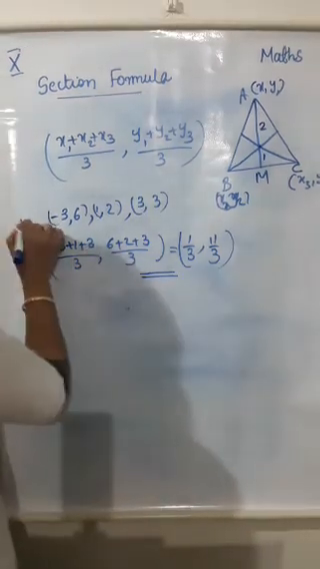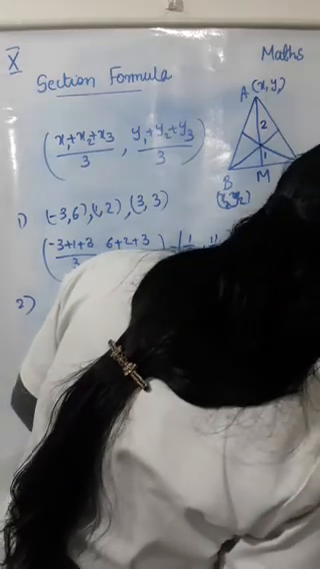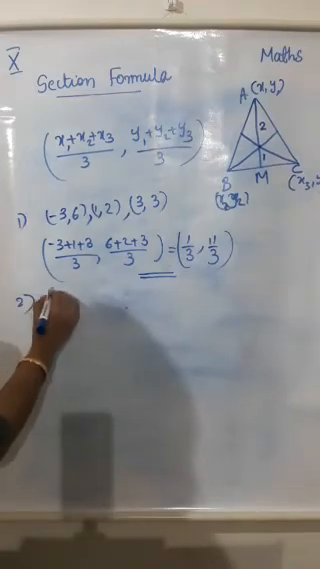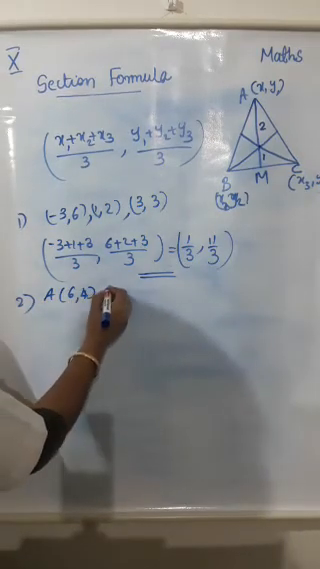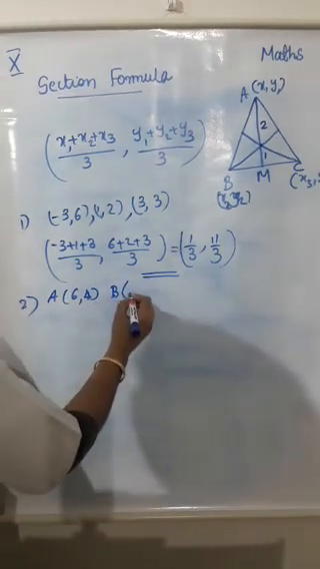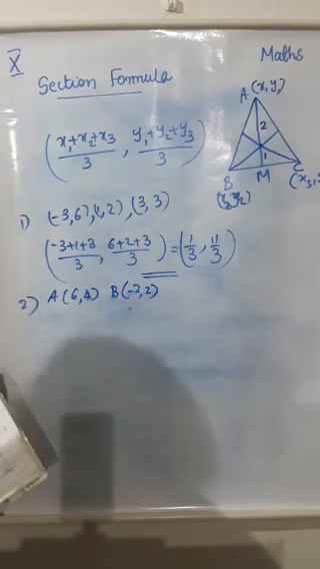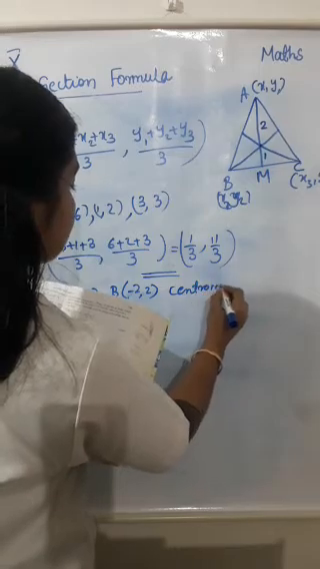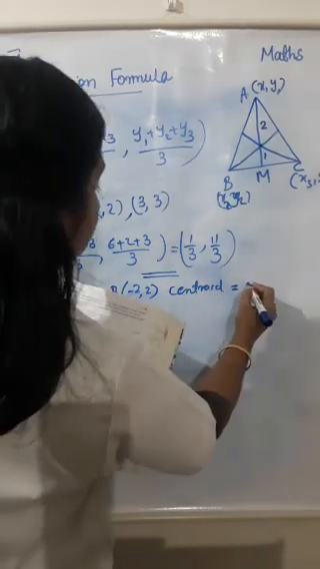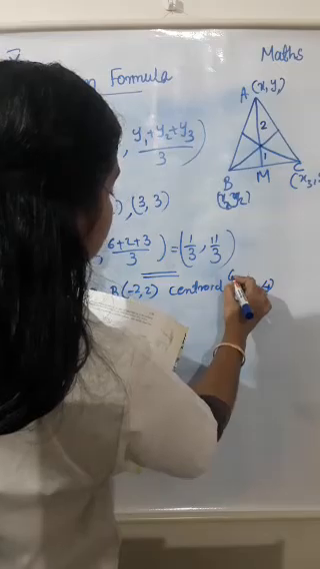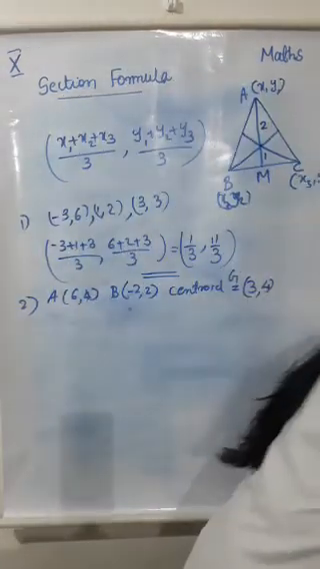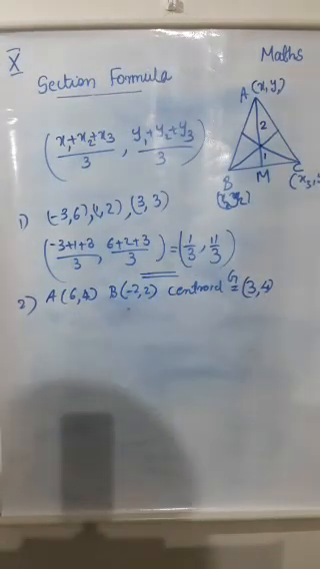Okay. Then next problem, last problem. Two vertices of a triangle are given by A, 6, 4 and B, -2, 2 and its centroid is equal to 3, 4. Centroid G is equal to 3, 4. Find the coordinates of the third vertex C of the triangle ABC.